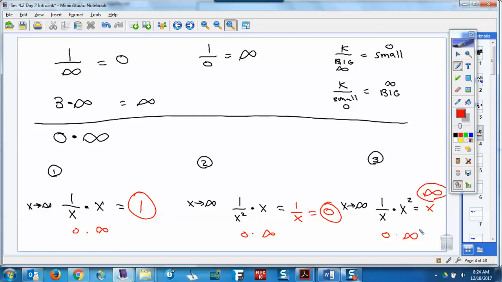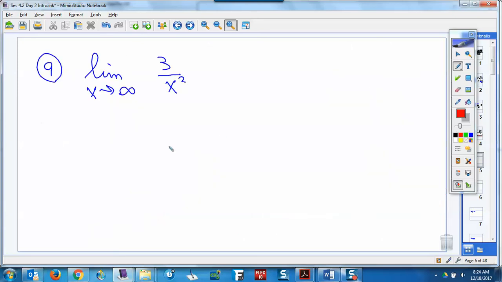So 0 times infinity could be a number. If I'd made this 3 over x, then the answer would have been 3. Or 7 over x, the answer would have been 7. I could have made it come out anything I want. So 0 times infinity could be a number, 0 times infinity could be 0, 0 times infinity could be infinity. All right? So again, that's called indeterminate. We're going to get into that here in a little bit.